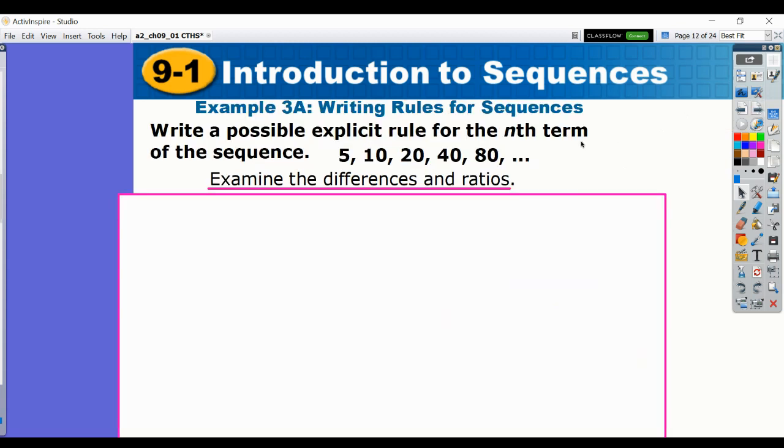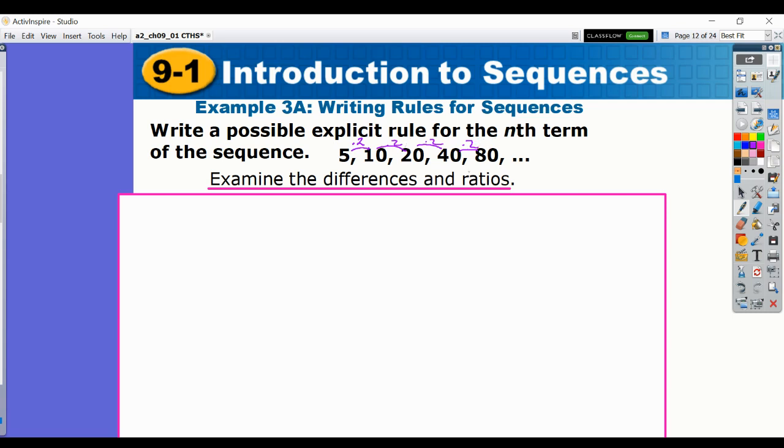So let's see if we can write an explicit rule for some of these sequences. So let's start out here. We have 5, 10, 20, 40, 80. So first thing you want to do is figure out what's going on here. So are we adding 5, adding 5, adding 5? No. Are we multiplying by something? Let's try multiplying. If we multiply by 2, multiply by 2, multiply by 2, multiply by 2, that works.